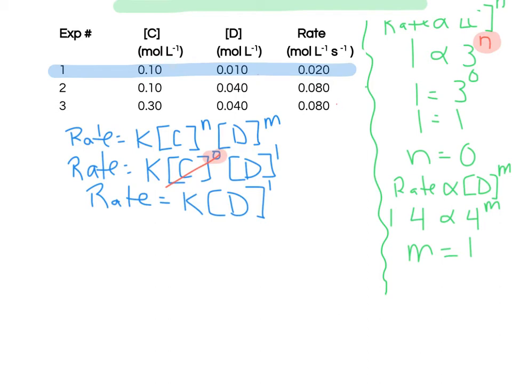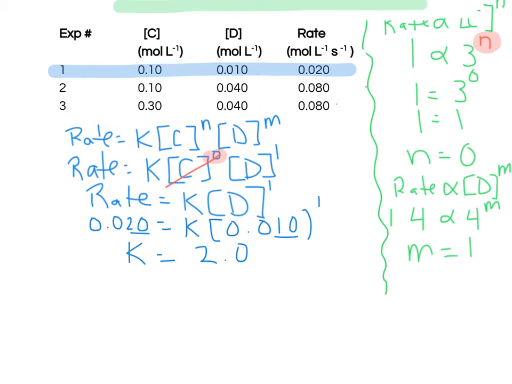So the rate is 0.020, which is equal to K times the concentration of D at 0.010, and that's to the power of 1, which I don't really need to include. So isolating K, I'm getting a value of K of 2, but remember that I have 2 sig figs, and so I need to put that as a 2.0. So lastly, the last little bit of this that I need to do before I pull it all together is to determine the units for K.